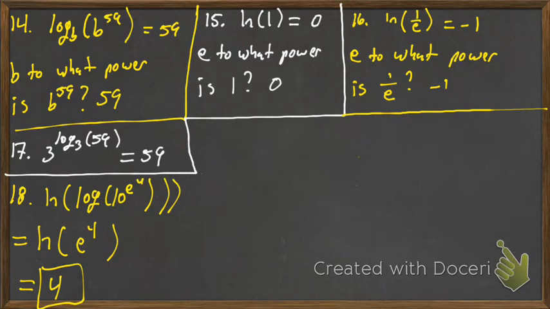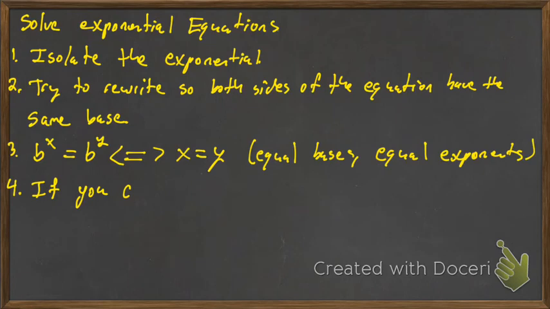Okay? So we're going to be switching gears here, and we're going to be looking at solving a few exponential equations. So let me go ahead and speed this up. Okay. So if we're going to solve an exponential equation, the first thing we would like to do is isolate the exponential. And then we're going to try to rewrite so both sides of the equation have the same base. Then for part 3 it says b to the x equals b to the y if and only if x is equal to y. That's equal bases, equal exponents. That's using the one-to-one property of exponentials.